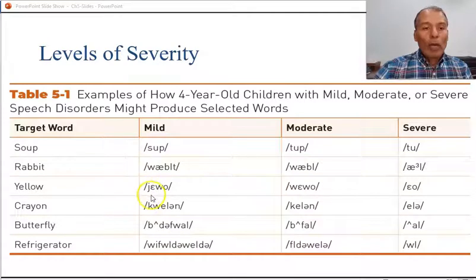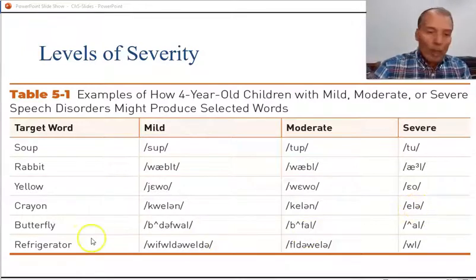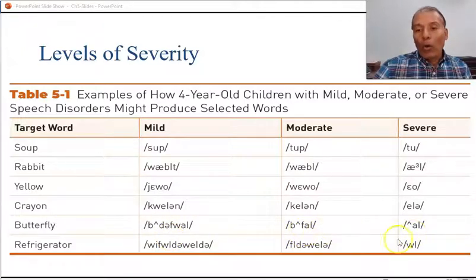Yellow for the mild becomes yo, and then moderate becomes wo, and then severe becomes o. Crayon becomes quayan here, that's not an L, and then kayan for the moderate, and then you have aya for the severe. But you cannot understand this unless someone is pointing to a crayon and making these sounds. So butterfly becomes buhfly, or buffy, or I. And then refrigerator becomes refrigerator, or refrigerator, or we.